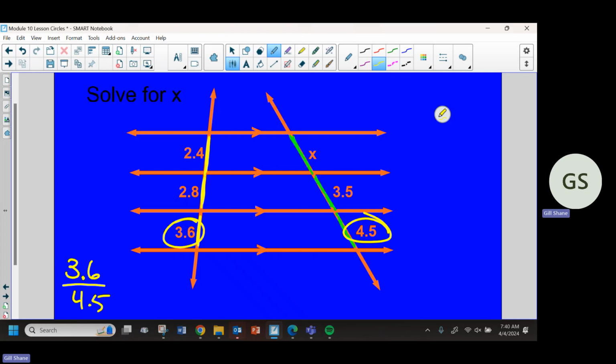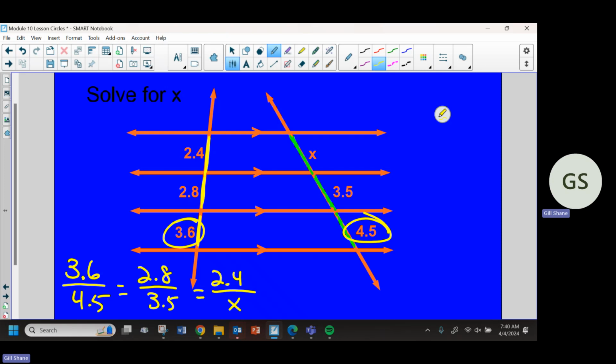So that's a proportion. And then I could say that's going to equal 2.8 over the 3.5, which is also then going to equal 2.4 over the x. And you notice if it's on the left, we always have that on top, 2.4, 2.8, 3.6. If it's on the right, we always have that on the bottom. And there are actually other ways to set it up, just as long as you're consistent, you'll be good.